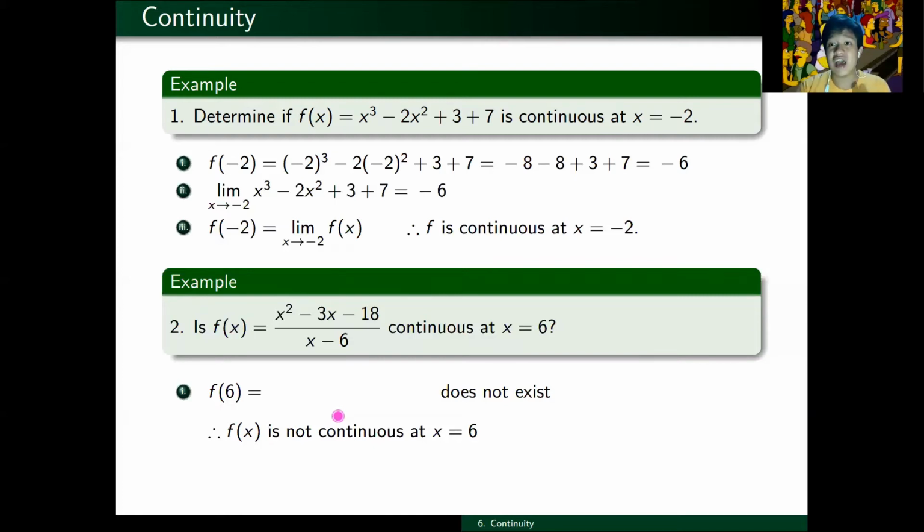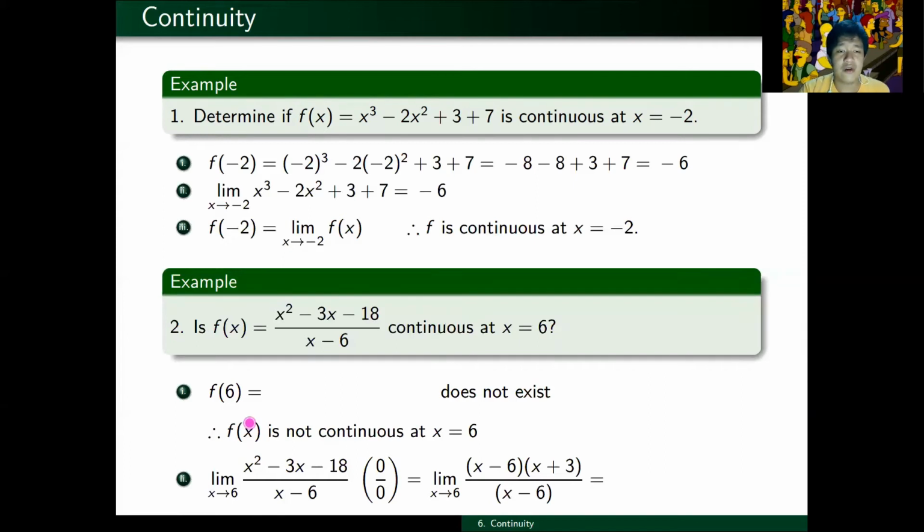So again, tapos na tayo. Alam na natin hindi siya continuous. But check lang natin, no, ano kaya mangyayari if we check for the second condition. Yung limit, check lang natin, no? So, limit as x approaches 6 of this function, sabi natin kanina, pag sinubukan mo i-plug in si 6, you'll get 0 over 0. But we can simplify this function like this.